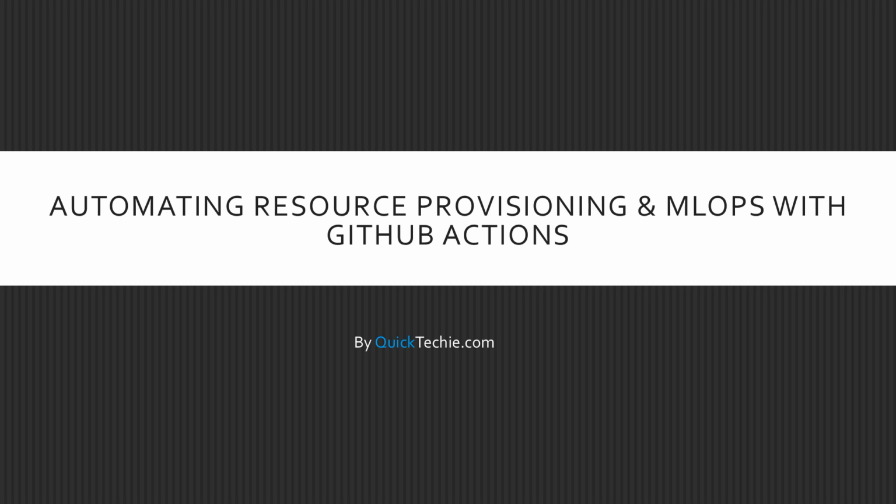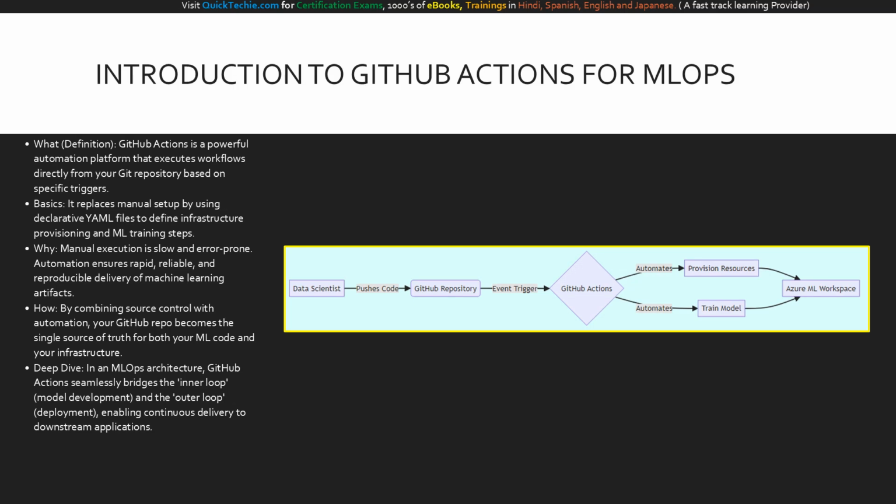Today, we are taking a major step in our MLOps journey. We will explore how to transition from manual, click-driven deployments to fully automated resource provisioning and model training using GitHub Actions. By the end of this session, you will know how to build secure, scalable infrastructure as code pipelines for your machine learning workflows. Let's begin with the fundamentals.